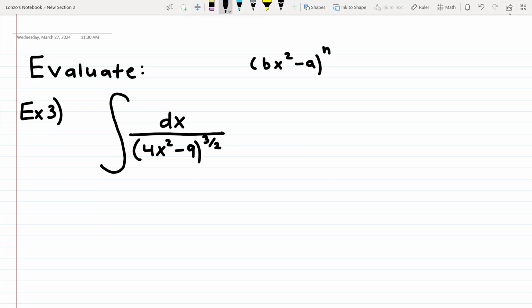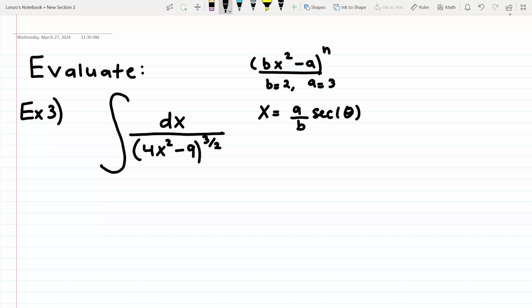So what that means is, I believe our b is going to be 2, and our a is going to be 3. So we're going to use the equation x equals a over b times secant theta. Our a value is 3 and our b value is 2, because if you compare it with this, the b is the number in front of the x squared, and the a is the number related to the constant.